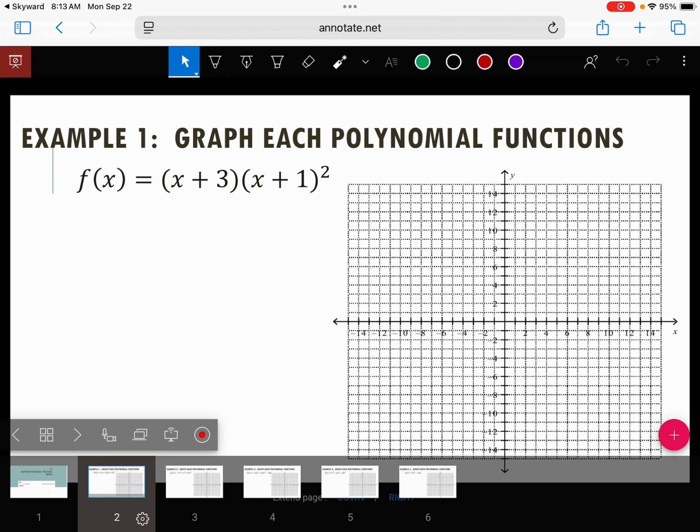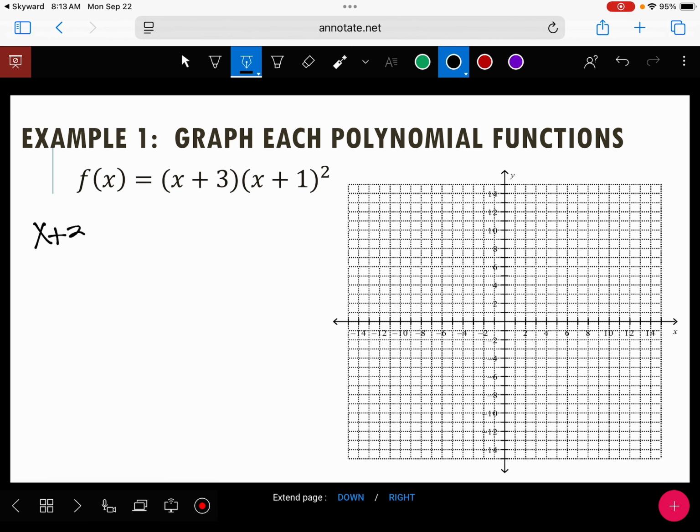What do we do first in order to find our zeros? What do we do with our factors? All right, let's do that. So on a separate sheet of paper, I'm going to take the x plus 3 and set that equal to 0. So step number 1 would be to find my zeros.